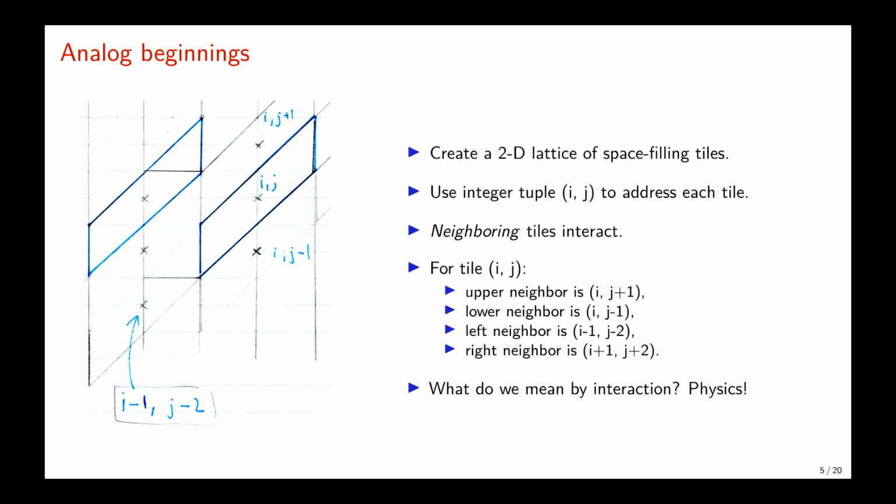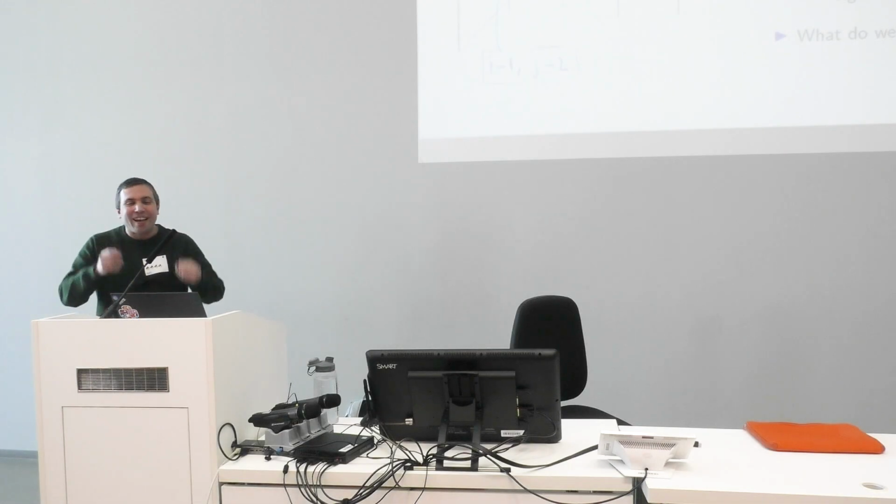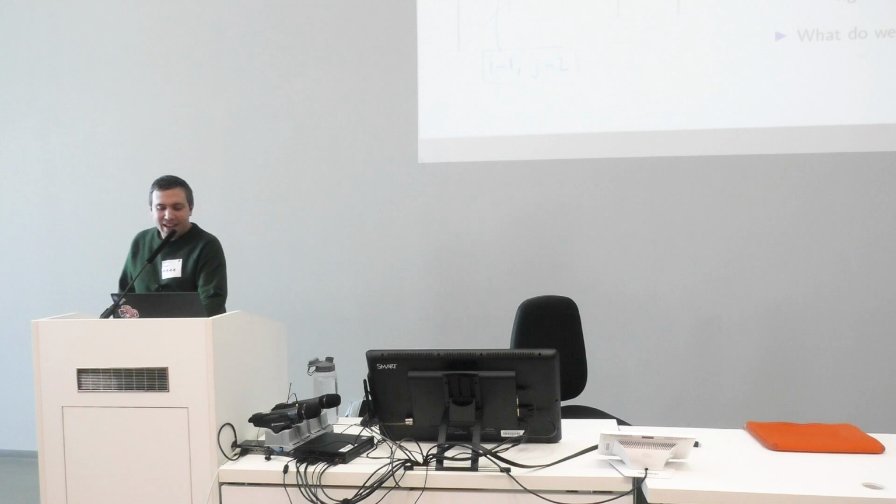Now for the left and right hand neighbor, it's a little bit more complicated because these tiles, they have this odd shape. They're kind of lopsided. And so in order to get the left neighbor here, actually not only do you have to go 1 step to the left, but you also have to go 2 steps down to get the left neighbor. And conversely, of course, for the right-hand neighbor, you have to go up 2 steps, and then you get the neighbors.